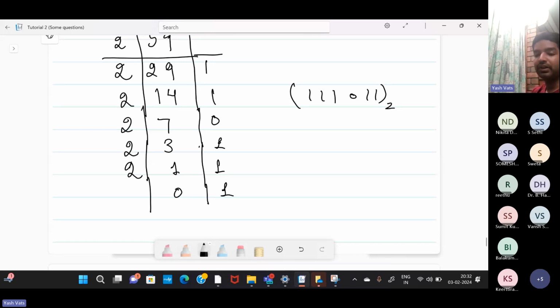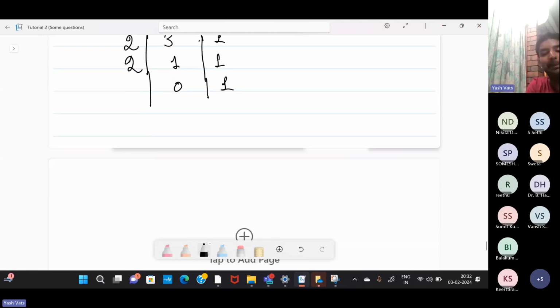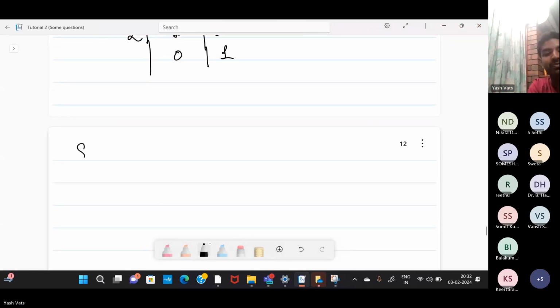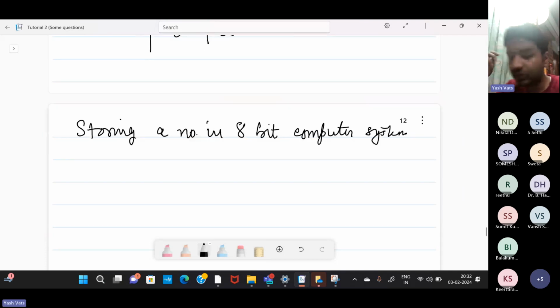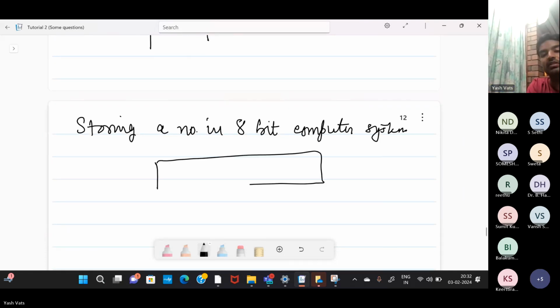How do we store a number in an 8-bit computer system? How do we store it? I think he's trying to say like this. It is storing. So in this example, I used a number in an 8-bit computer. Okay, so how do we do that? So just make the 8 digits.